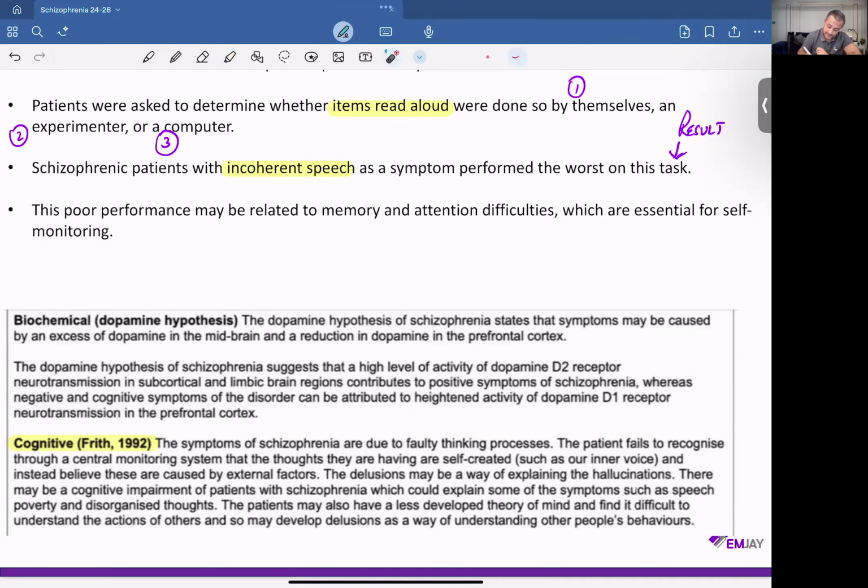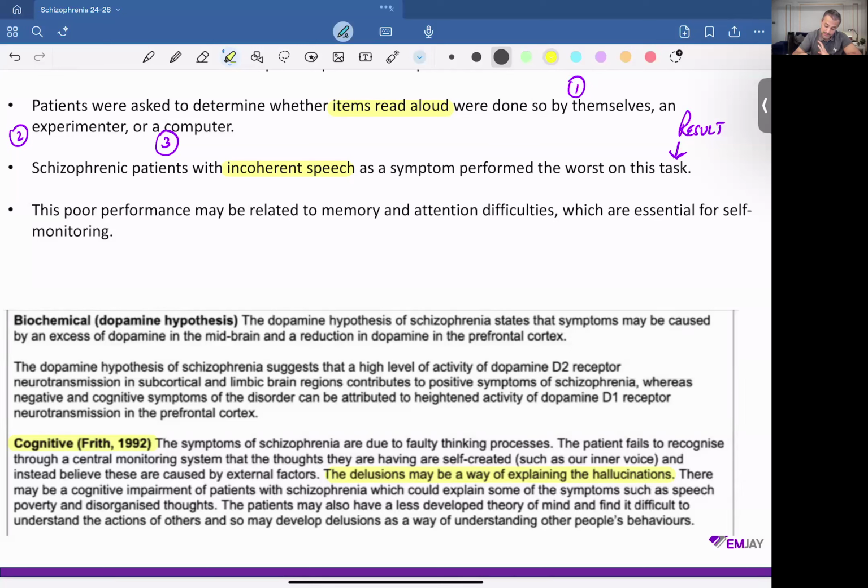Taking this ahead, the symptoms of schizophrenia are due to faulty thinking processes. The patients fail to recognize, through a central monitoring system, that the thoughts they are having are self-created, such as an inner voice, and instead believe these are caused by external factors. The delusions may be a way of explaining the hallucinations. Like I said, they both complement each other, and this is the logic used by schizophrenic patients.